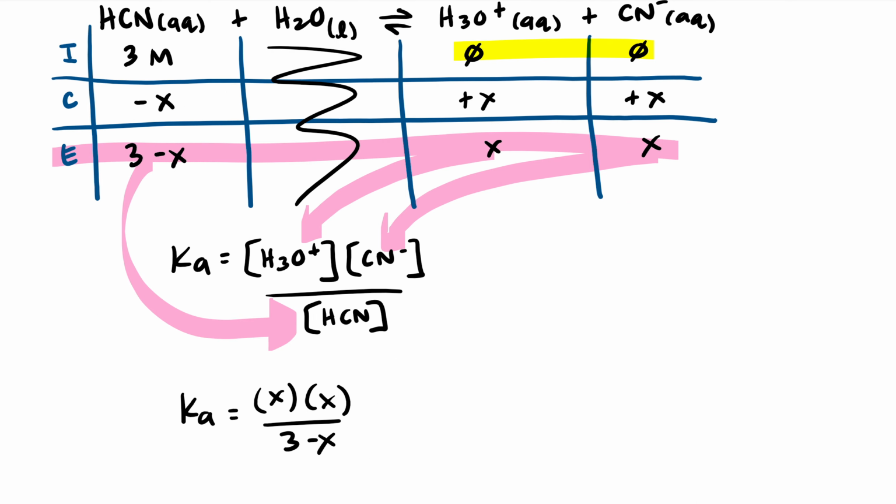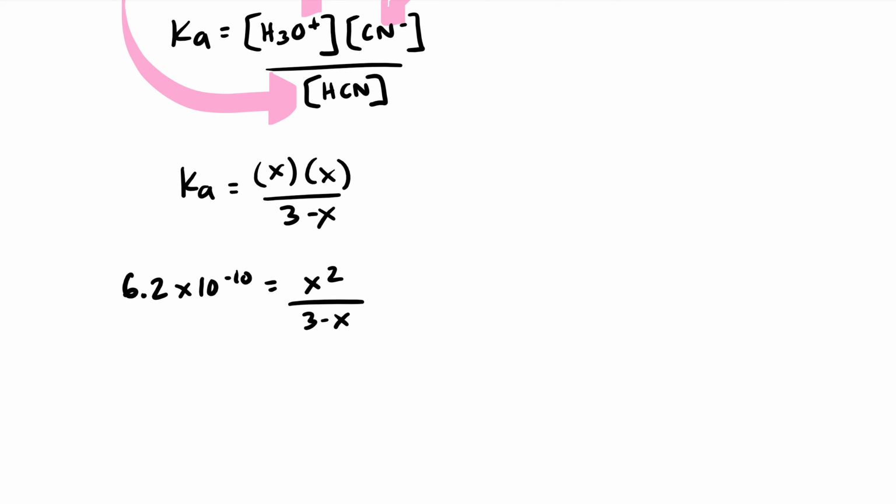So Ka equals x times x over 3 minus x. Plug in the given Ka value and simplify the right-hand side. Now solve for x.